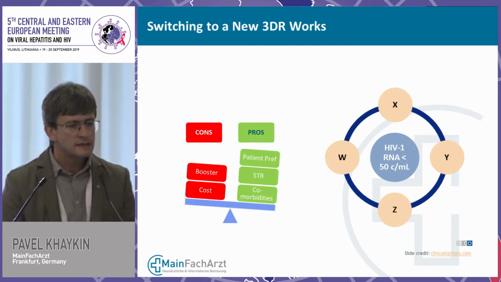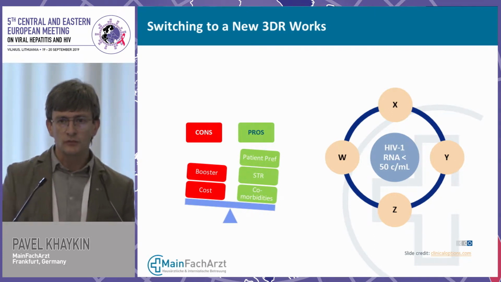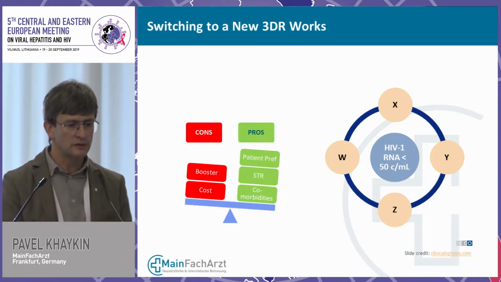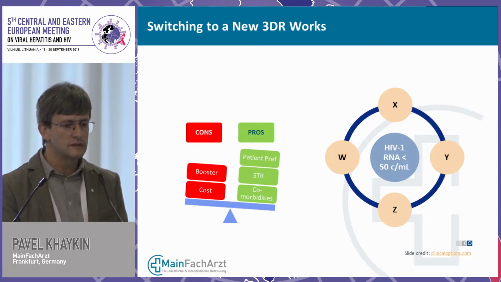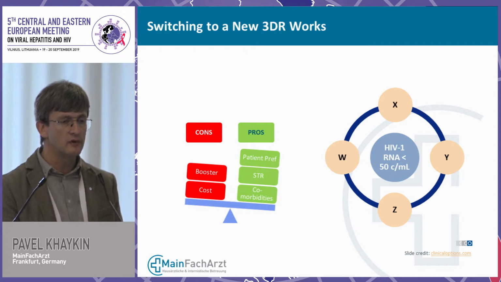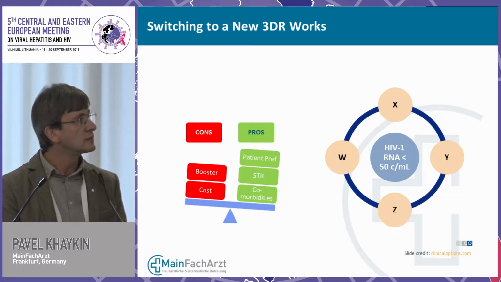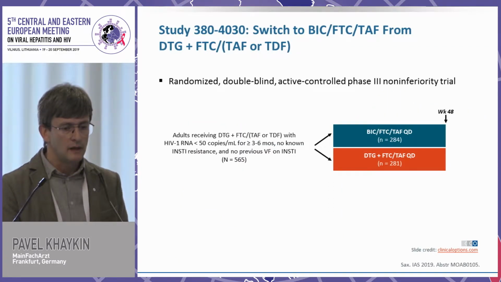So in these cases, we just look at switching to 3-drug regimens, which is the usual, traditional treatment, with some cons and pros. The cons are that sometimes we have a booster in this treatment, and sometimes it's more expensive. The pros are that patients prefer such regimens because, for example, there are single tablet regimens, and sometimes it's good because of comorbidities.